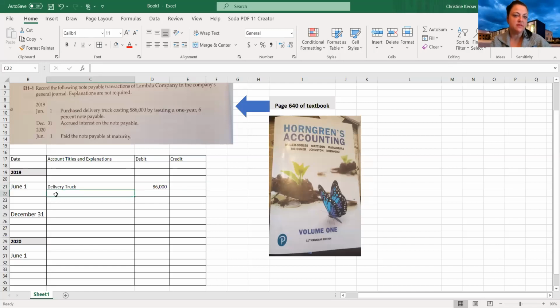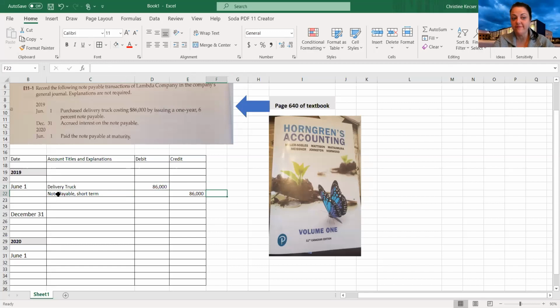And then to offset this with a credit, the credit is the note payable. We would call that note payable short term because it's being paid off within a year. And we would credit the $86,000. So that would be the purchase of the truck on the note payable. So that handles our very first entry.